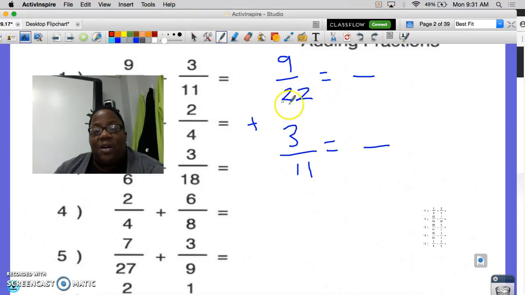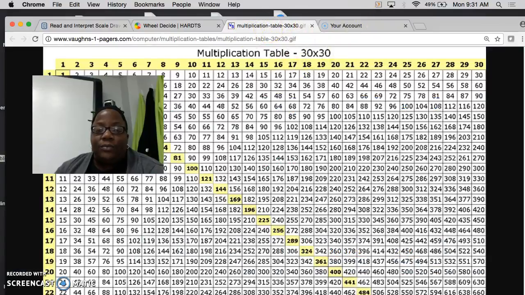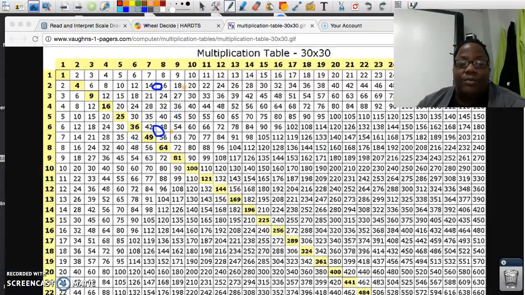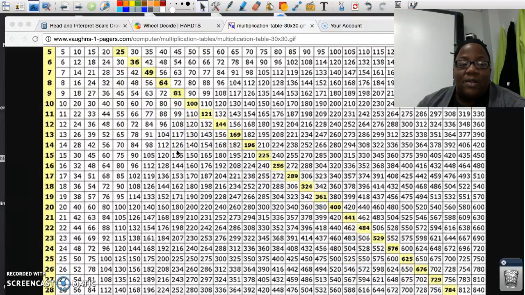Okay? So remember, our 2 bottom numbers we're looking at are 22 and 11. If you use your multiplication chart, go to the row with 22 and 11. Scroll down some so you can see 22 and 11. There's my row of 11. There's my row of 22. Now, looking across these 2 rows, what is the first number they have in common? Look across this way and look across this way. If you will notice real quickly, the first number they have in common is 22.